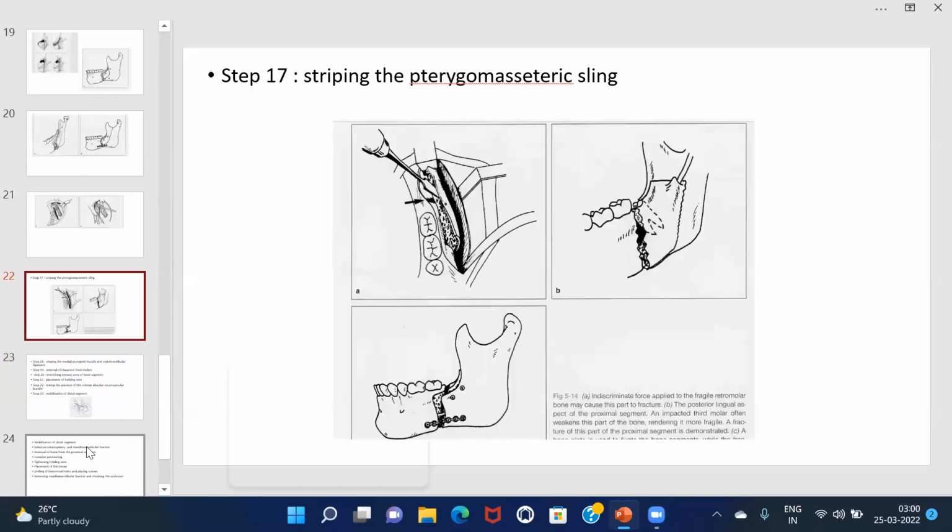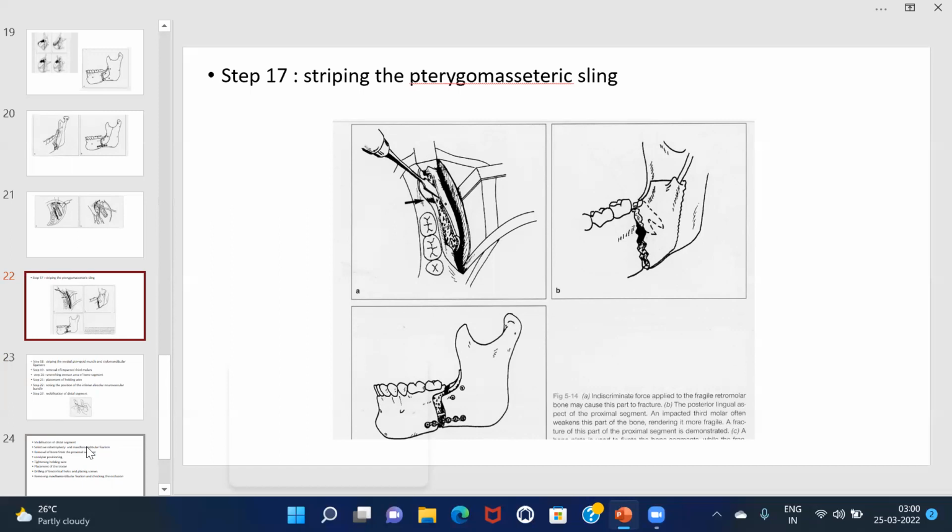Now, step 17, stripping the pterygomasseteric sling. Place a curved periosteal elevator between the bone segments and at the inferior border of the distal segment. Proceed to strip the pterygomasseteric sling from the distal segment. This step will ensure that no greenstick bony attachment has remained between the distal and the proximal segments. The neurovascular bundle should be protected at all times.